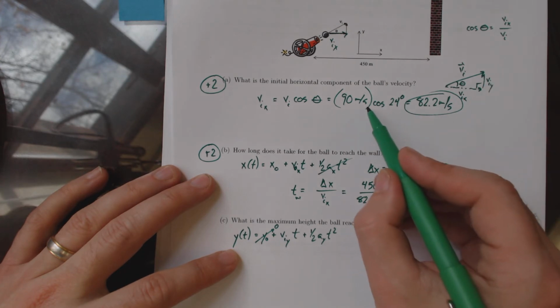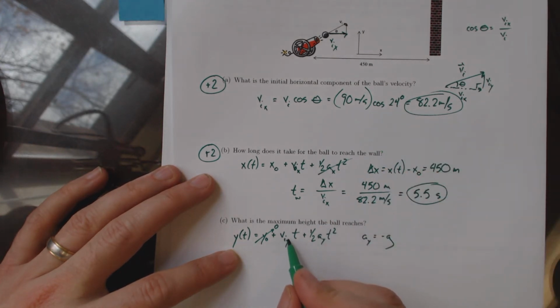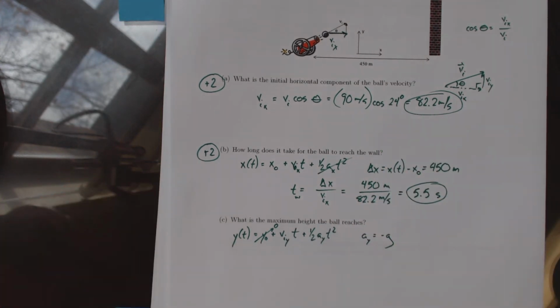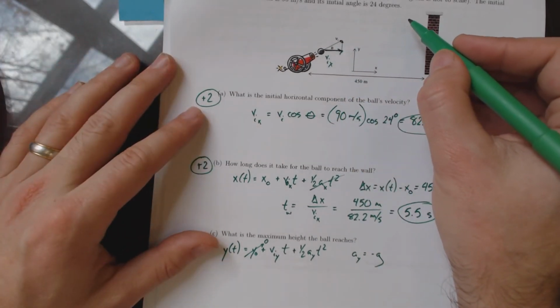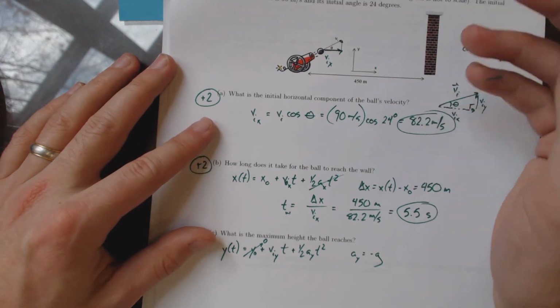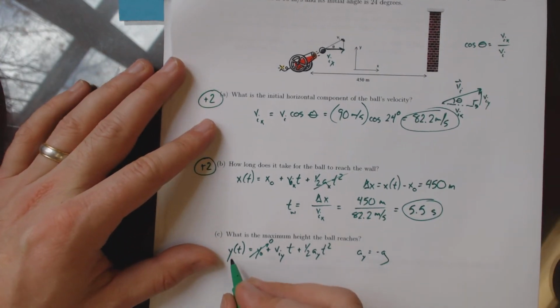It's going to be 90 meters per second times sine 24 degrees times some time. So what is the time? Well, the time is the time that it takes to reach the peak. So how do I figure that out? I figure that out from the y equation for velocity.